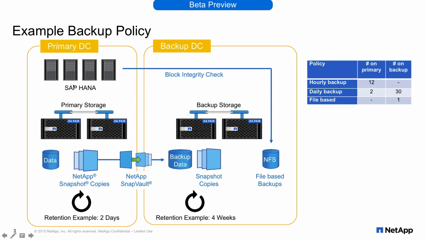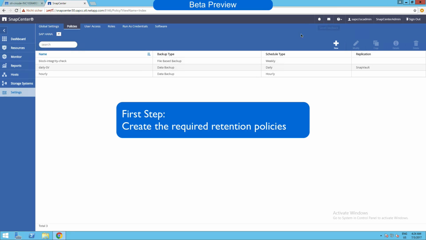In addition to these application consistent snapshot backups, we use file-based backup as block integrity check, where we automatically schedule one file-based backup per week in an override mode. In this video, we want to focus on configuring the snapshot-based application consistent backups only.